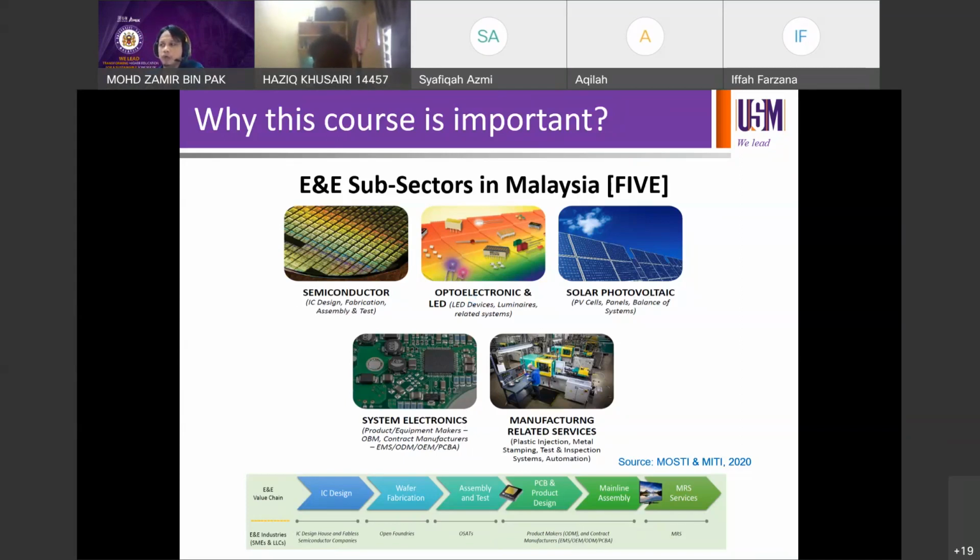So if you want to work or do your internship in one of these EE subsectors, you'll probably land an internship post, or your career, in one of these subsectors. Okay. So if you look at the spectrum down here, the EE value chain in Malaysia, as I told you a few minutes back, we have IC design on the front end, where we design the circuit, and then we go to the foundry to fabricate the circuit, right?